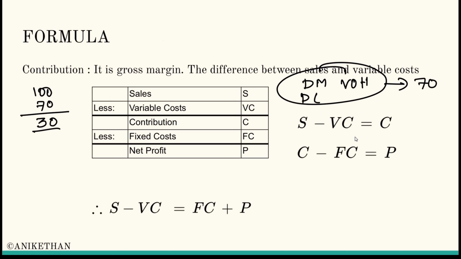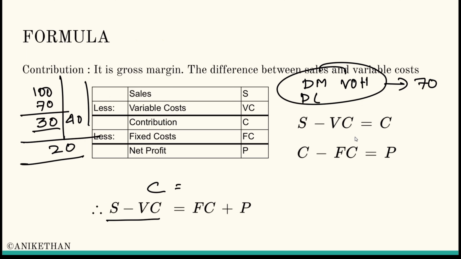I'm not manufacturing only one product, I'll be manufacturing multiple products. Hence I will have multiple contributions, and from the total, I subtract the fixed cost, I get the net profit. So this formula is represented as sales minus variable cost is equal to contribution, and contribution is equal to fixed cost plus profit, or contribution minus fixed cost is equal to profit.